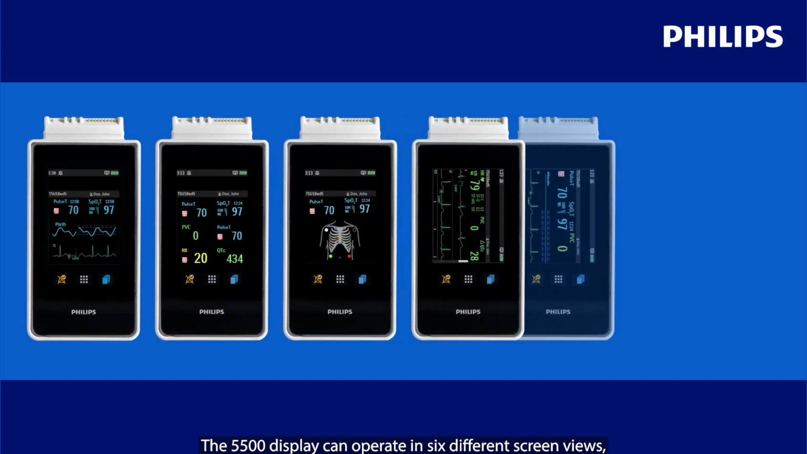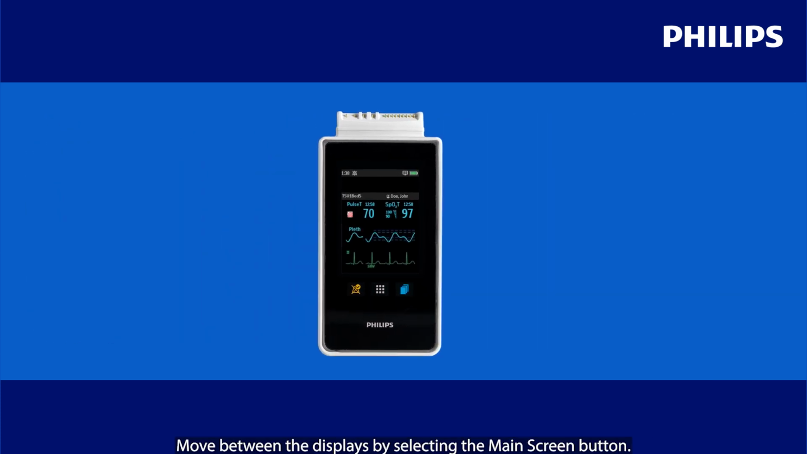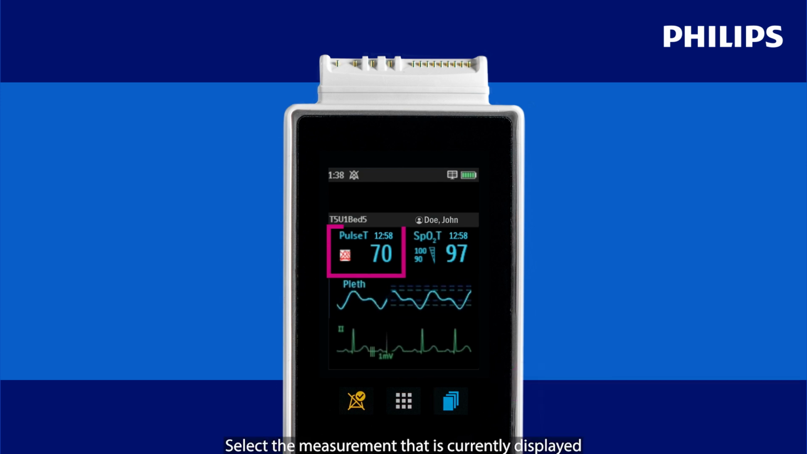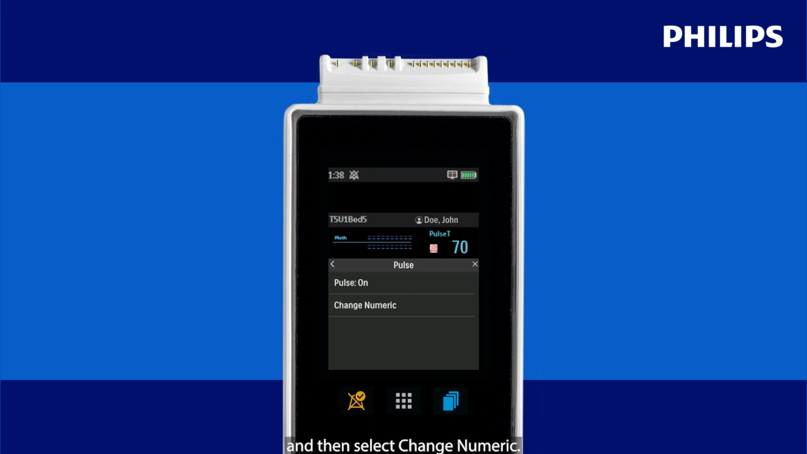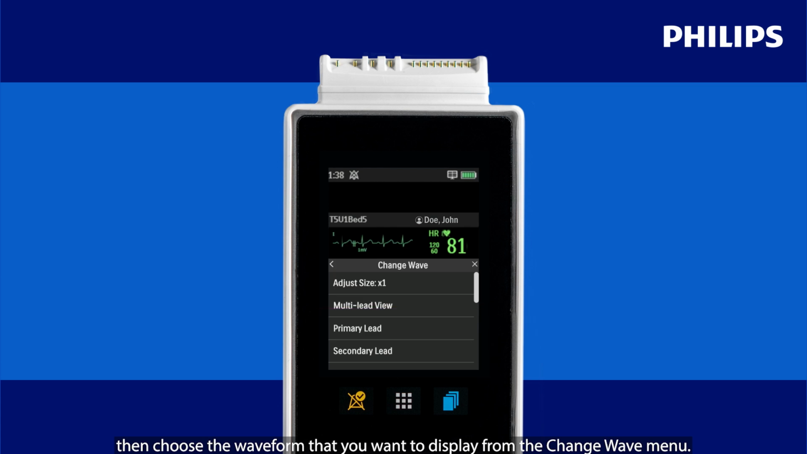The 5500 display can operate in 6 different screen views, each showing different waveforms and numerics. Move between the displays by selecting the main screen button. To display a different measurement, select the measurement that is currently displayed, and then select Change Numeric. You can change the waveform that's displayed in a similar way. Select the waveform, then choose the waveform that you want to display from the Change Wave menu.